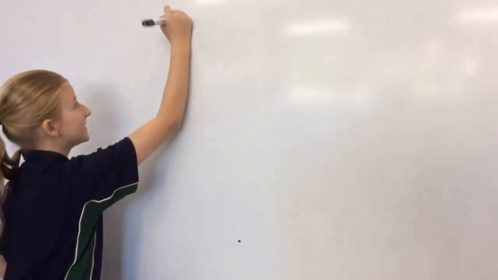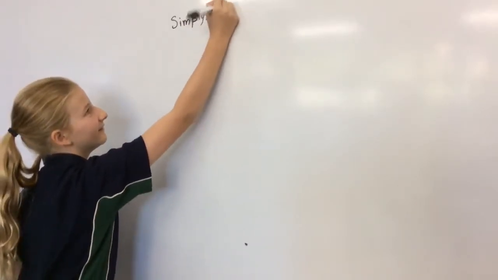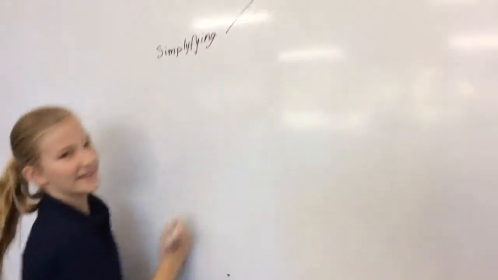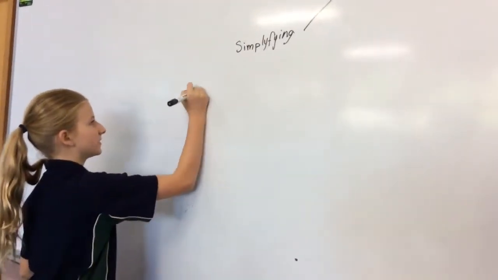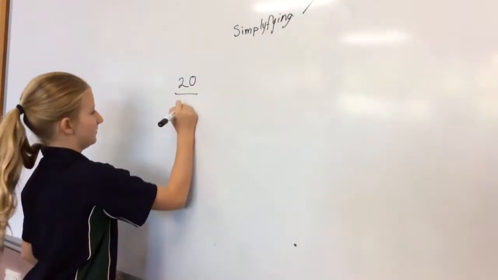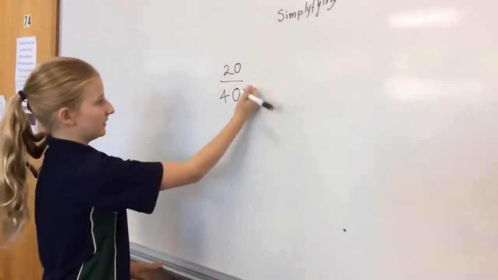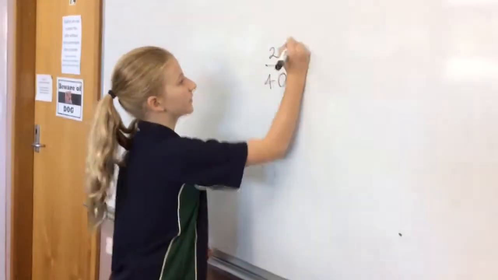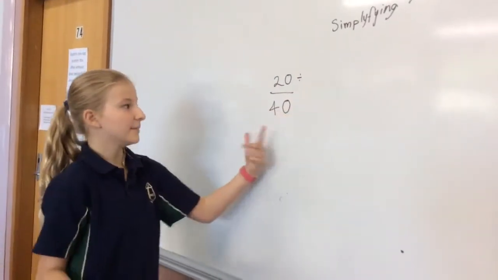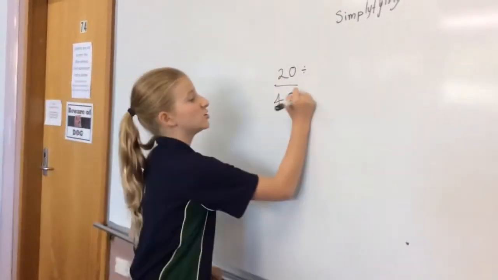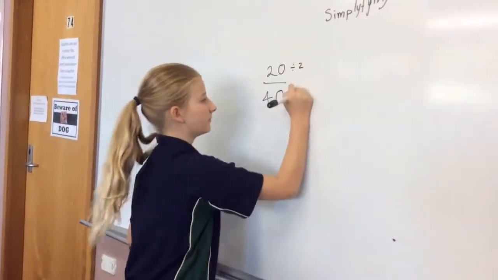Now we're looking at simplifying fractions. So, let's just do an example. 20 over 40. Now that can be simplified. When you simplify, what you divide it by can be any number, but it has to go into both numbers because what you do to the top, you must do to the bottom. So let's just say 2.